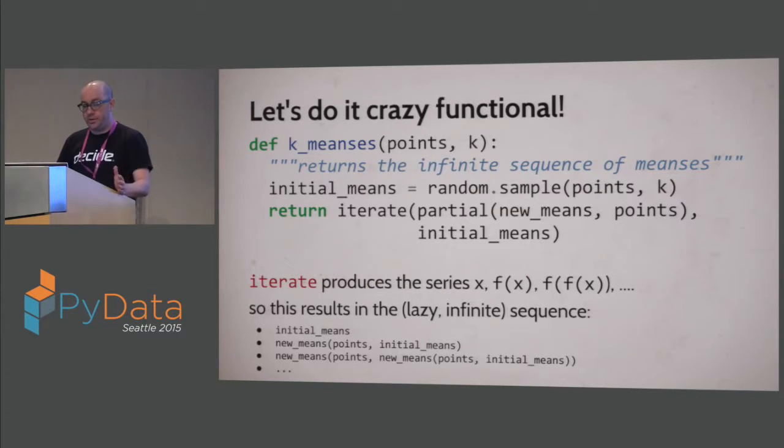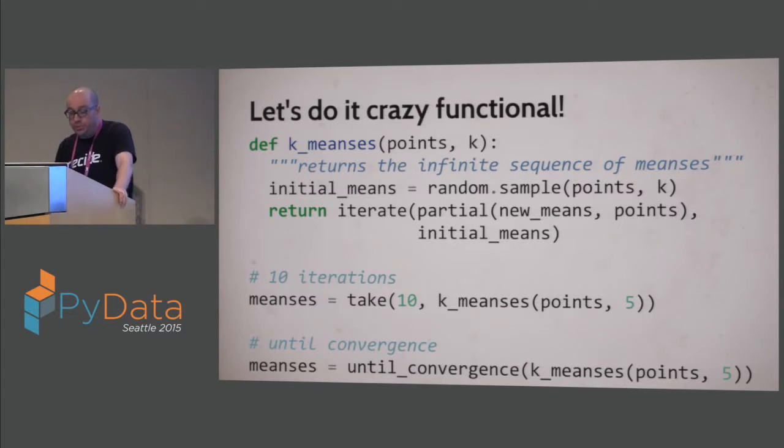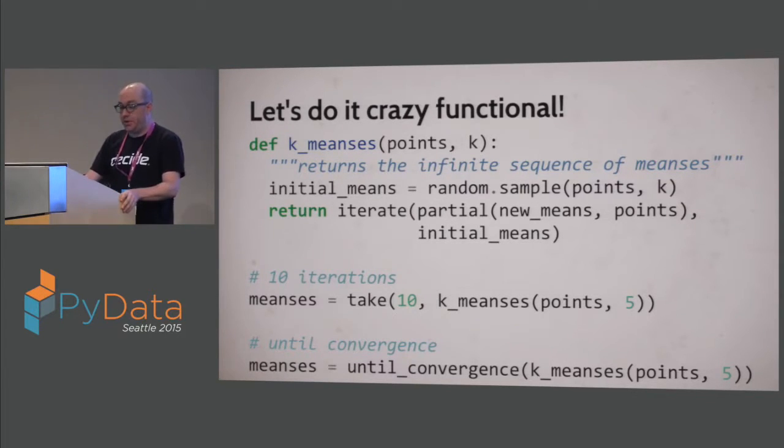And if you remember, iterate takes a starting point x, calls f of x, calls f of x. So if you call iterate on that function that maps old means to new means, and you give it the initial means as a starting point, you're generating the lazy infinite sequence that's the initial means you gave it, the next set of means, the next set of means, and so on forever. So if you want to run it for 10 iterations, you say the meanses are take 10 from the k-meanses function. If you want to run it till it converges, well, then you just say the meanses are until convergence of that infinite sequence.